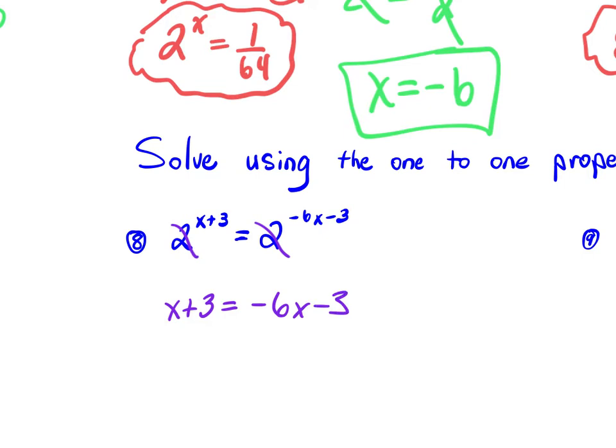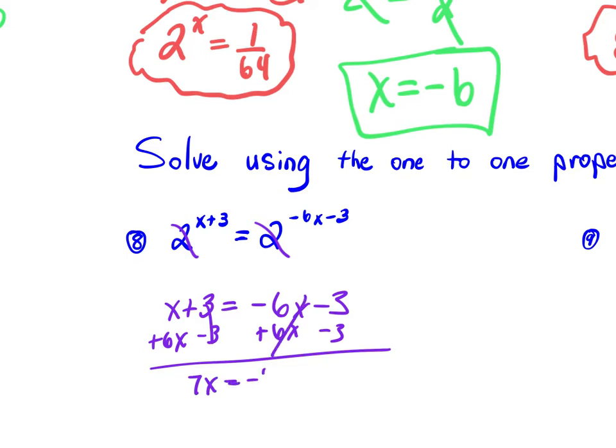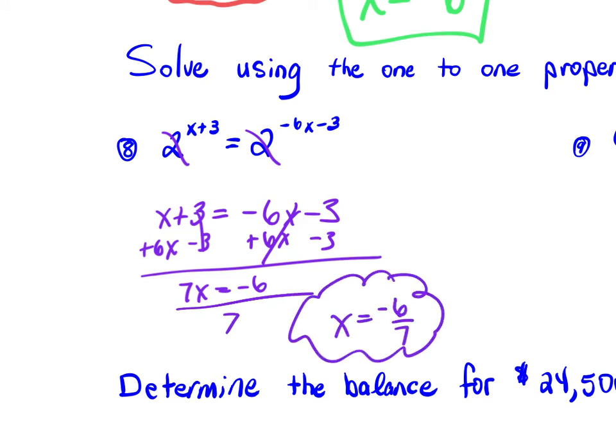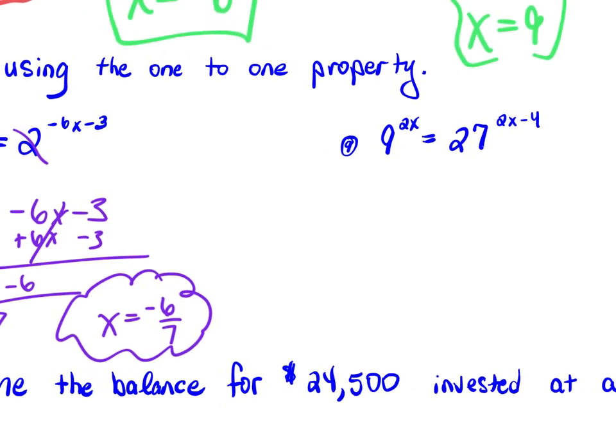Move x's to one side and numbers to the other. I'm going to simply add 6x because I like variables on the left-hand side, and I'm going to subtract 3. So I get 7x equals negative 6. Divide both sides by 7, and I get x equals negative 6 sevenths. If you wanted to check that, you absolutely could. Plug it back in for x at both exponents, and you get the correct answer.